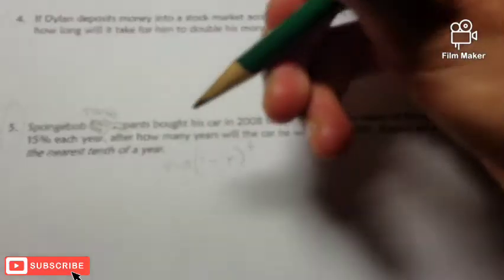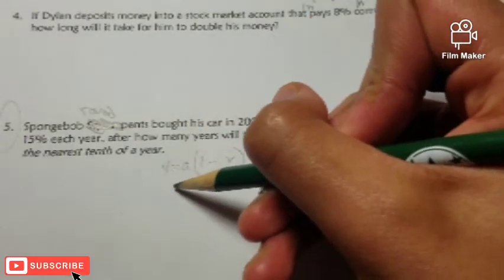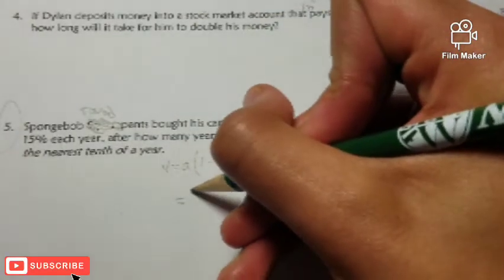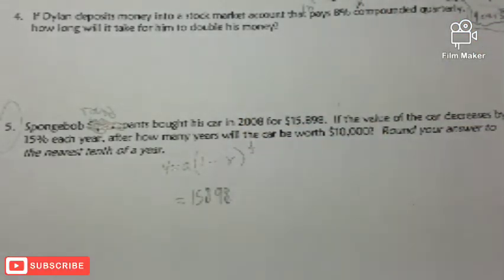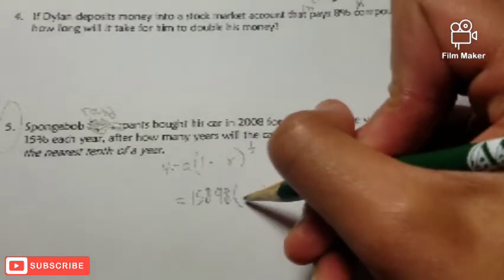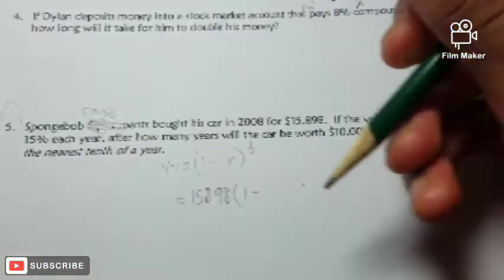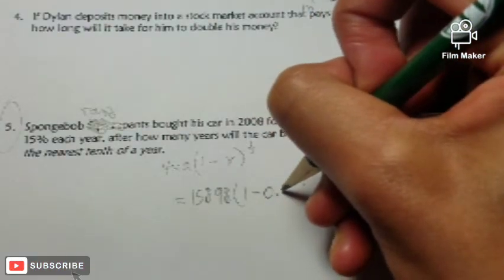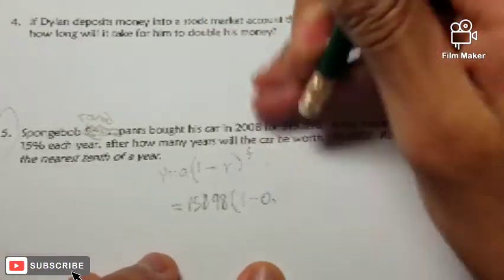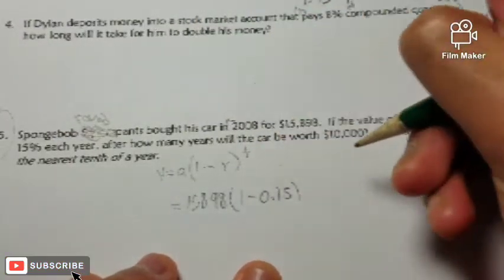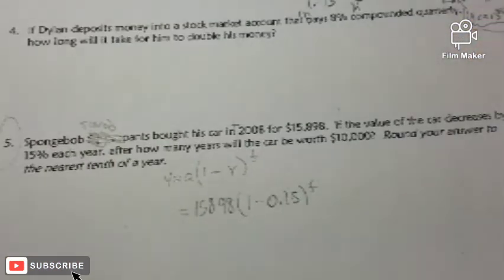We need to use our log, so we're going to go a little quick with this. Bought the car for this much. That's your initial amount. So now what we're going to do is put in 15898. Then we know obviously 1 minus how much rate? 15% right here. Put it in your decimal form. Then the exponent is time. That's what we're trying to find out. Just leave that variable how it is.